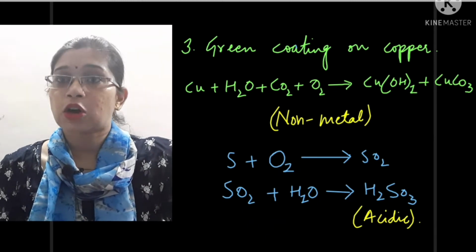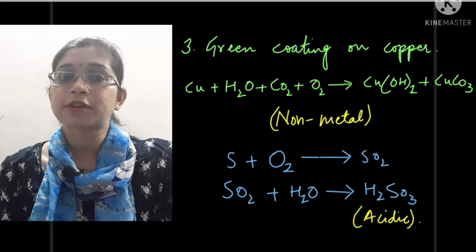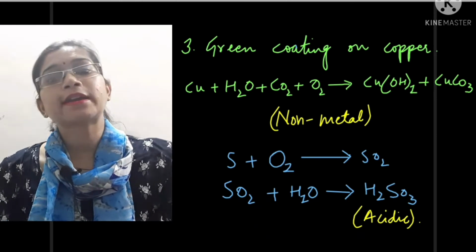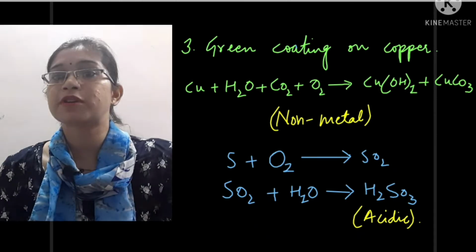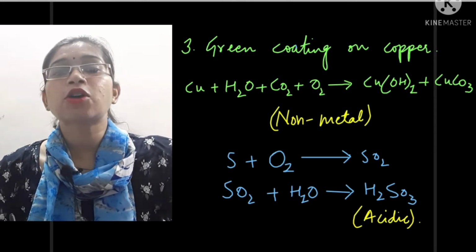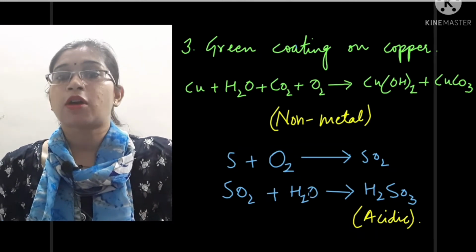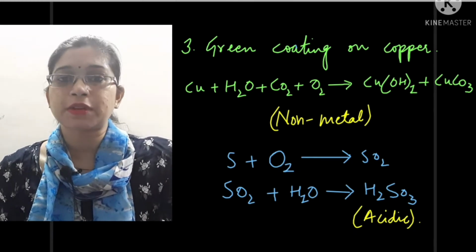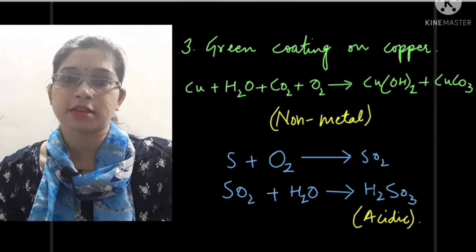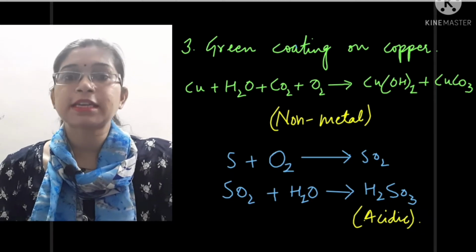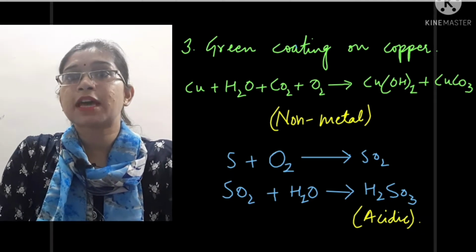Now, if we talk about non-metals, sulfur is one of the non-metals. When it reacts with oxygen, it forms sulfur dioxide. Sulfur dioxide, when it reacts with water present in the atmosphere, or if we manually do this activity, we will find that sulfurous acid is formed, which is acidic in nature. Let's see with the help of a diagram.